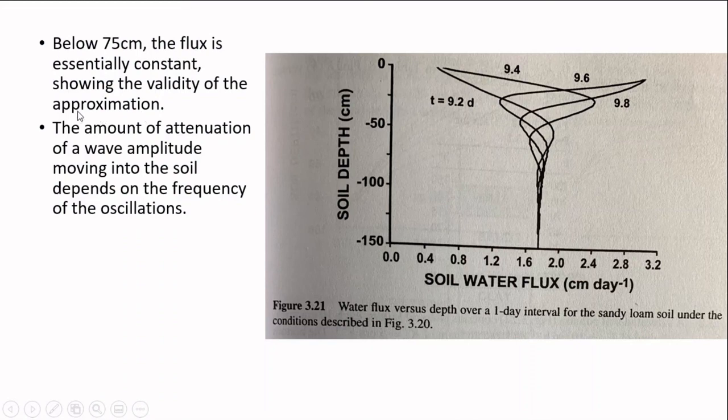The amount of attenuation of the wave amplitude moving into the soil depends on the frequency of the oscillation. So if the variation is large, it takes a longer depth to actually stabilize. If the variation of the amplitude is small, without going deeper, the water flux already starts to stay constant. That's what it means.